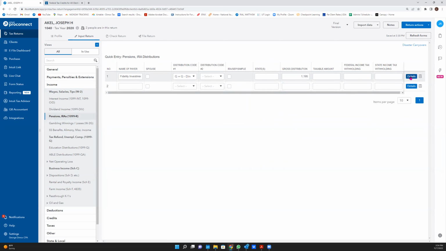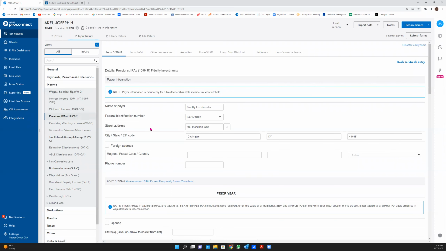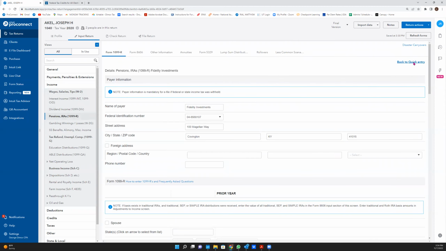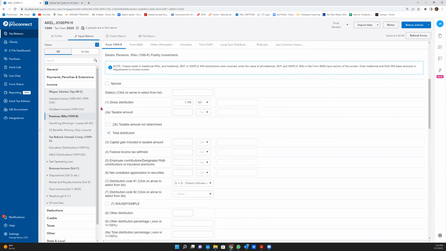Again, if in doubt, just click details, and then you will see numbers, corresponding numbers that are on the form. Each box on each form has a number. So when in doubt, simply click on details and it'll take you to where you can match what's actually on the form. So on the form, let's say box 1, gross distribution is this, and then what's taxable.